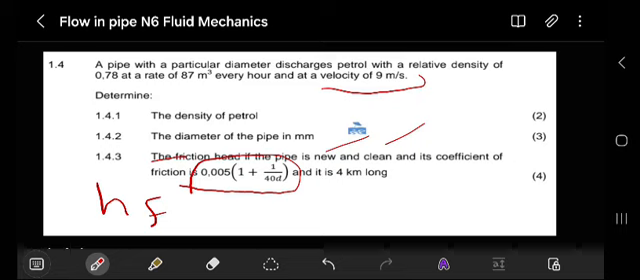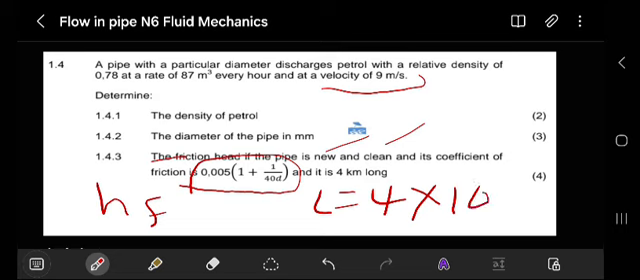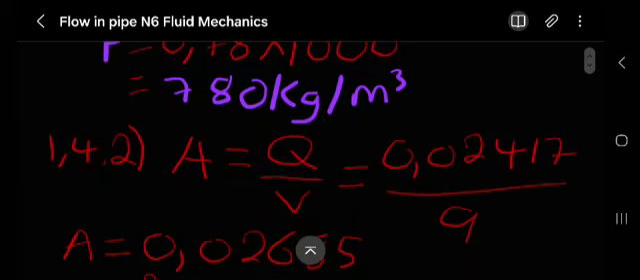They're giving us that it is 4 kilometer long. That means the length is 4 kilometer long. That means it will be 4 times 10 to the power of 3, right? This will be length, and this will be in meter, converted from kilometer. So let us find HF.